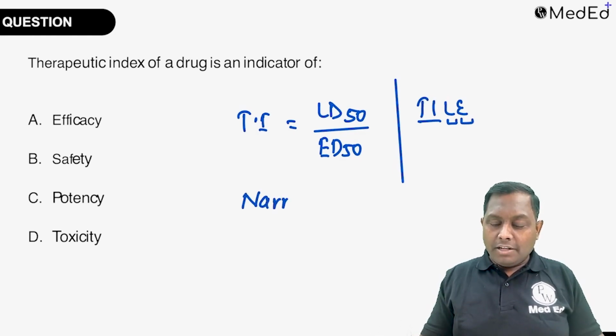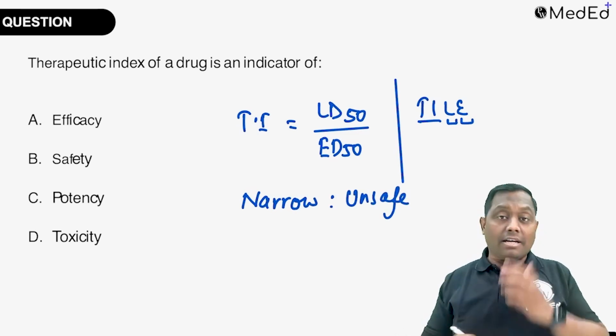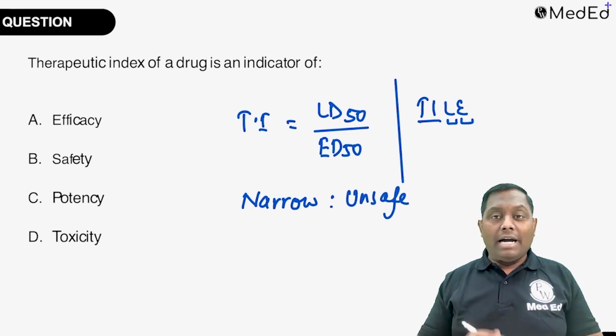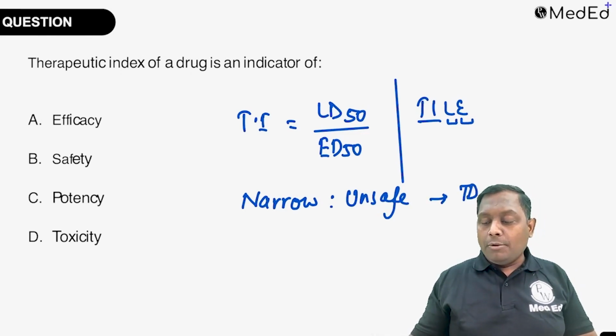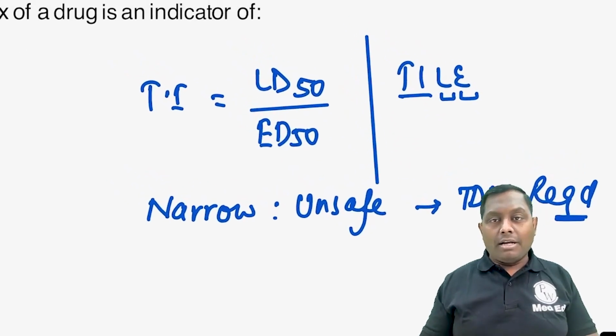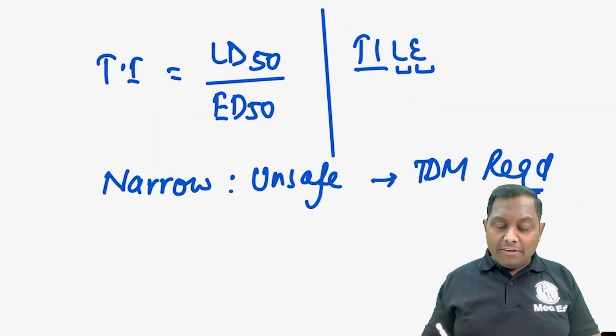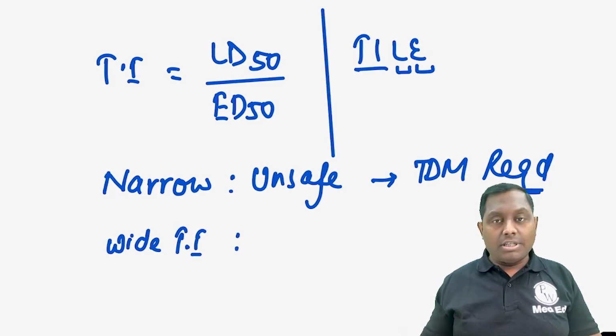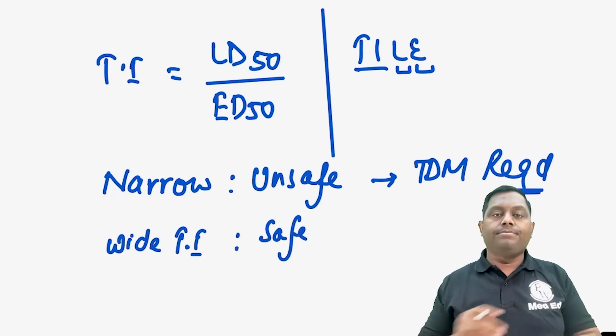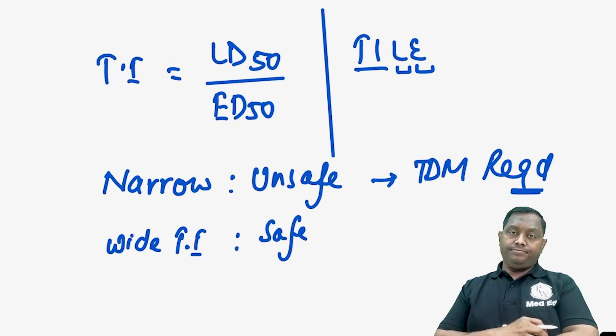And if the index is very, very narrow, such drugs are unsafe drugs. They are unsafe. Ideally we should not give them, but if you do not have any other option, remember therapeutic drug monitoring will be required in that scenario. TDM is going to be required. And if it is a wide therapeutic index, those drugs are relatively safer drugs.